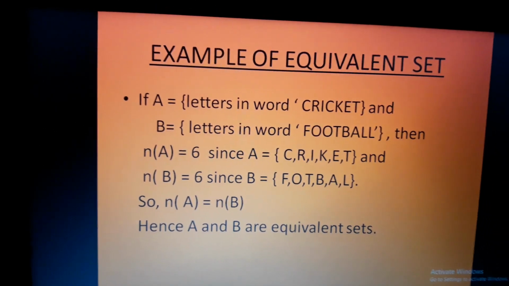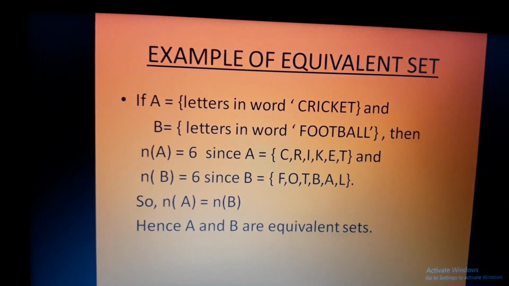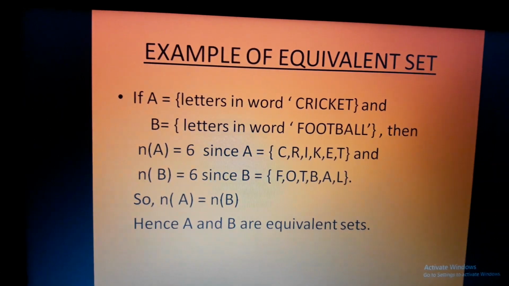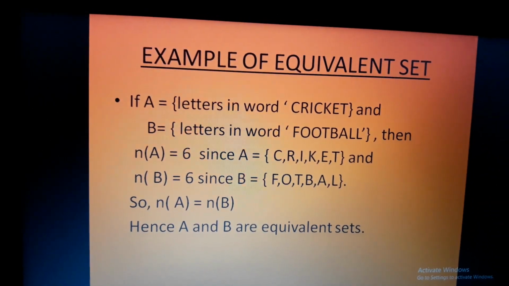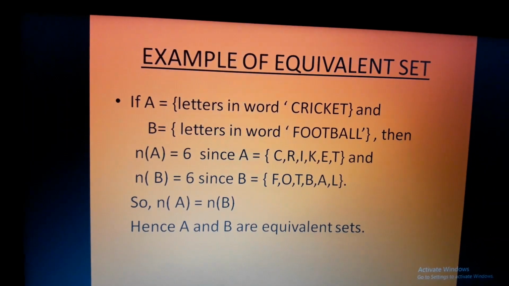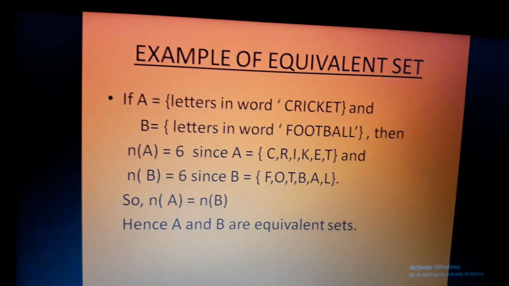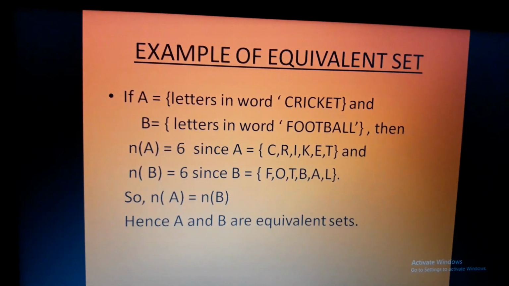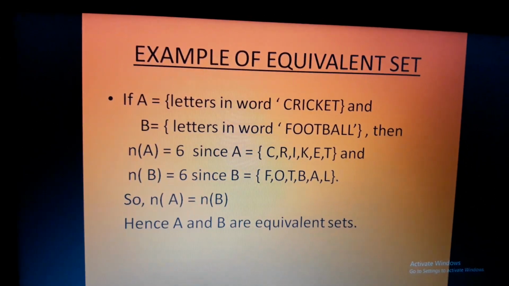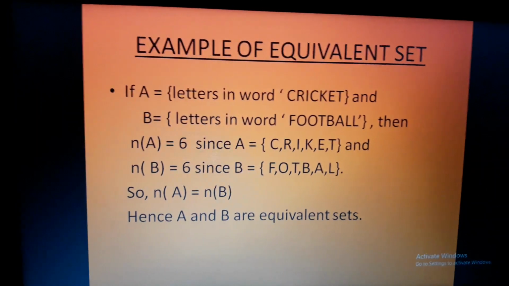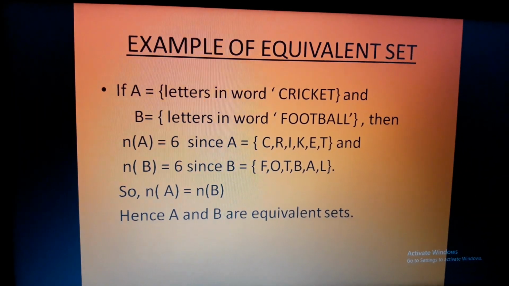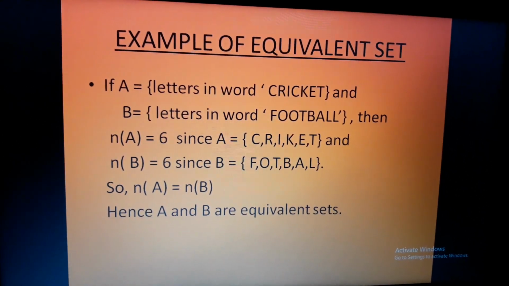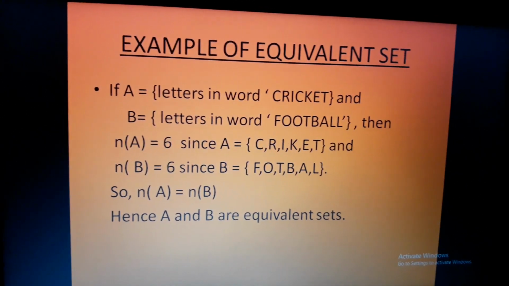If A equals the letters in the word cricket and B equals the letters in the word football, then n(A) is equal to 6, since A in roster form can be written as {C, R, I, K, E, T}, and n(B) equals 6, since B in roster form is {F, O, T, B, A, L}. Now if any letter is repeated in the word, we do not take it that many times, we will take it only once. So here n(A) is equal to n(B), hence A and B are equivalent sets.